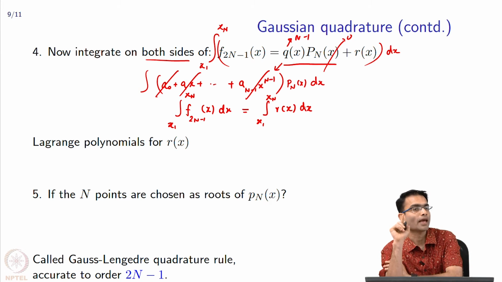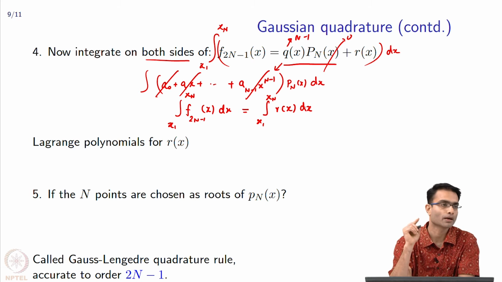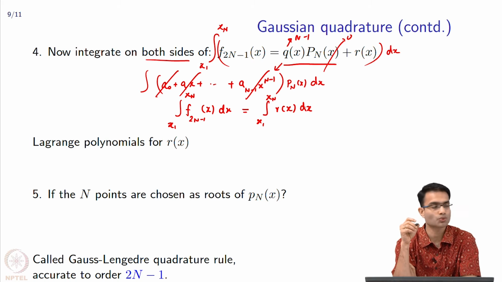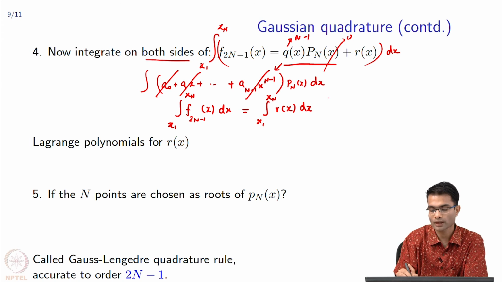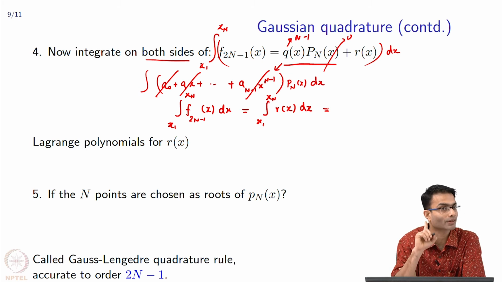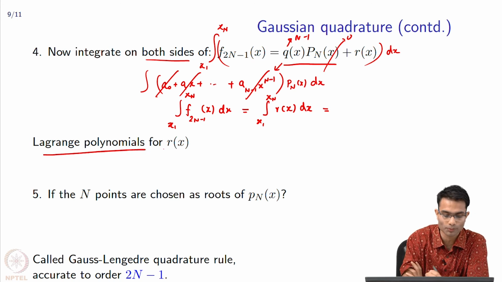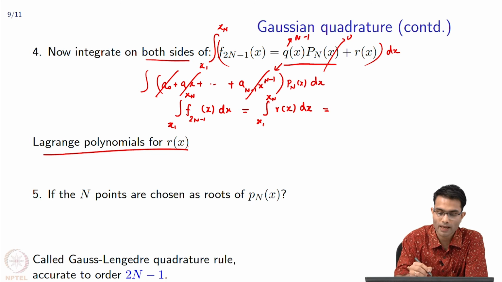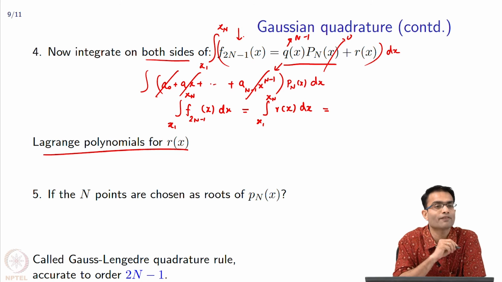We have n points at which I have a possibility of evaluating my function. Okay. So, supposing I were to use those n points, can I simplify this further in terms of what we already learned? Can I construct a Lagrange polynomial for R(x)? I can, right, because I have an expression for f_{2n-1}(x).